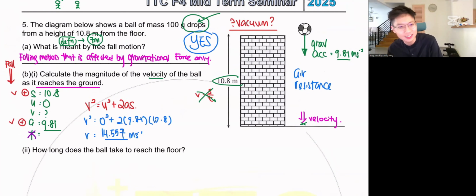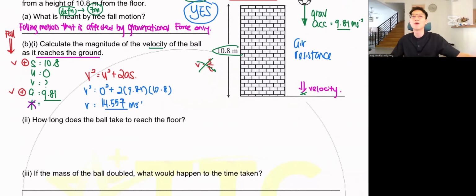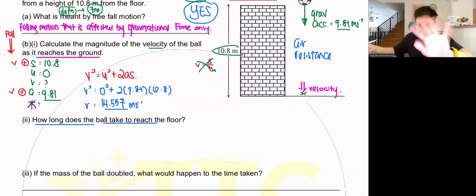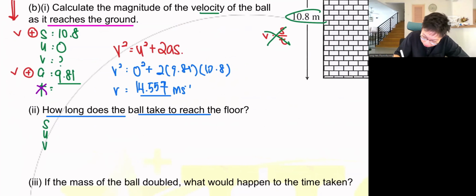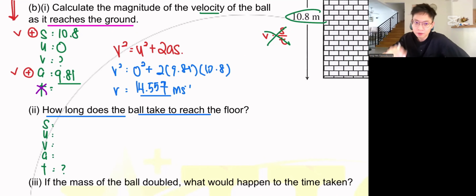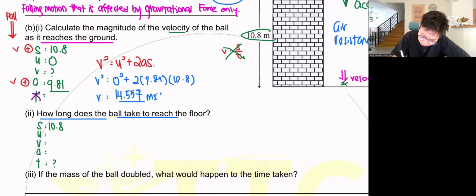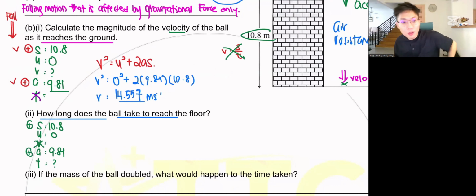Let's go. So how long does the ball take to reach the floor? Some students are very funny. How long does the ball take? Not trying to find how far, not distance. How long means how many seconds. So we will do SUVAT again. We are trying to find the time taken. According to this SUVAT, displacement is 10.8 meters because that's the distance traveled, right? My initial velocity is 0. My final velocity, I cross out, then 9.81. So I put positive and positive here again. Why do I cross out the v?